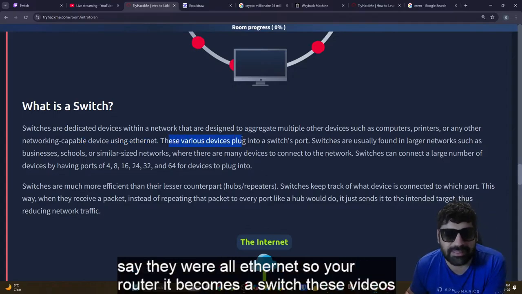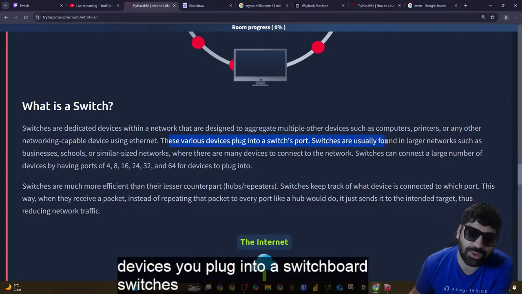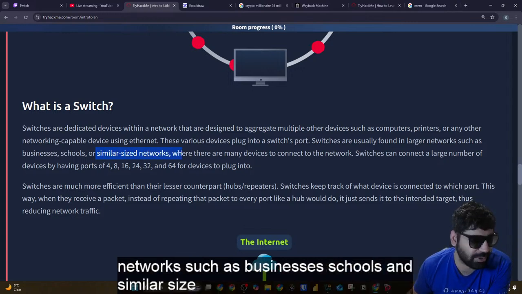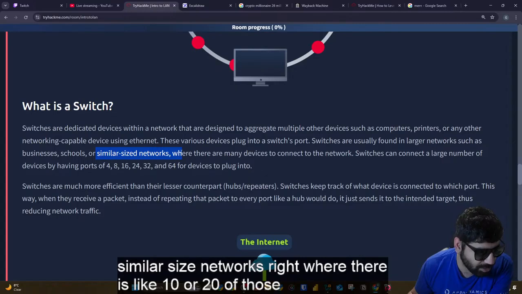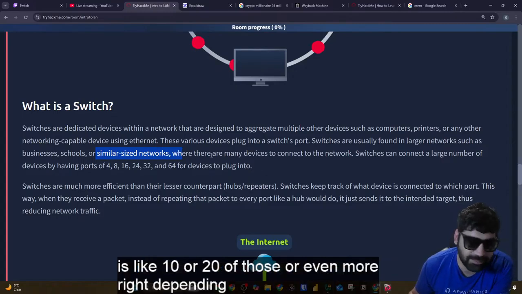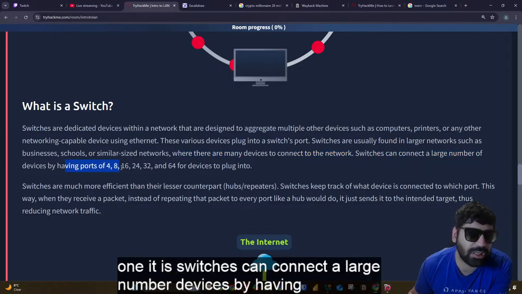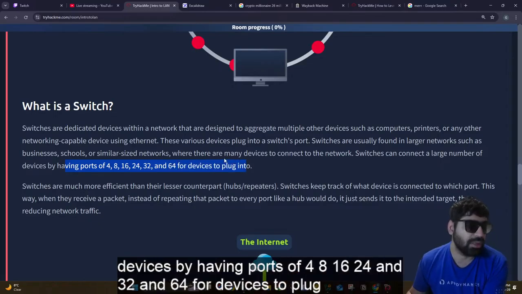These various devices you plug into a switch port. Switches are usually found in larger networks such as businesses, schools, and similar sized networks, right? Where there are like 10 or 20 of those, or even more, depending on which one it is. Switches can connect a large number of devices by having ports of 4, 8, 16, 24, 32, and 64 for devices to plug into.